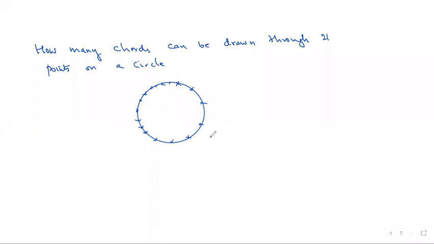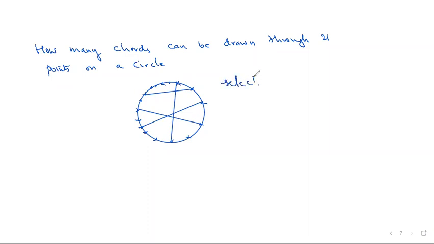How many chords can be drawn through 21 points on the circle? See, one chord like this, if you join these two, you'll get one chord. If you join these two, you'll get another chord. If you join these two, you'll get another chord. How many chords do you have? So what are you doing? You are joining 2 endpoints, 2 points from how many points?